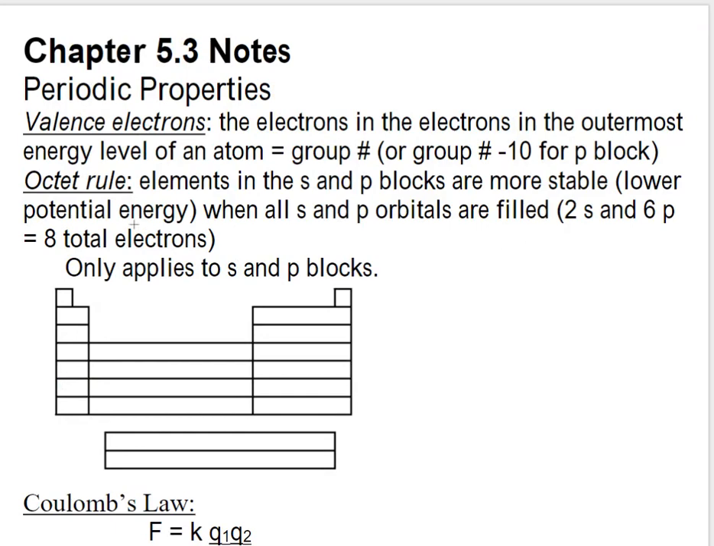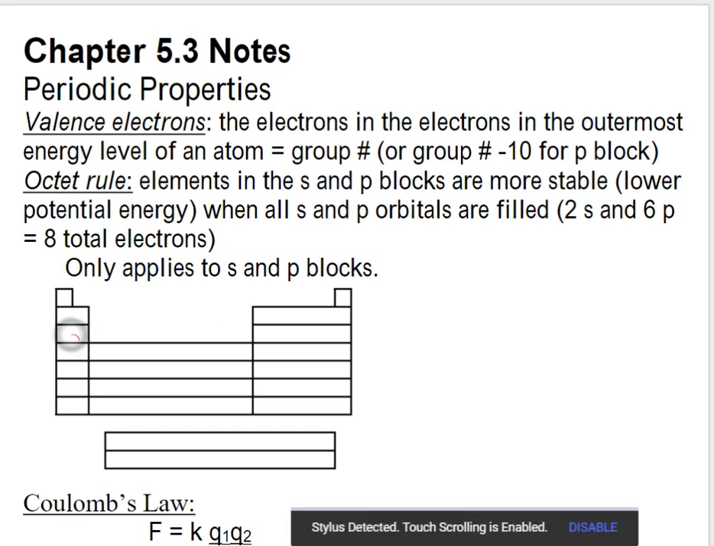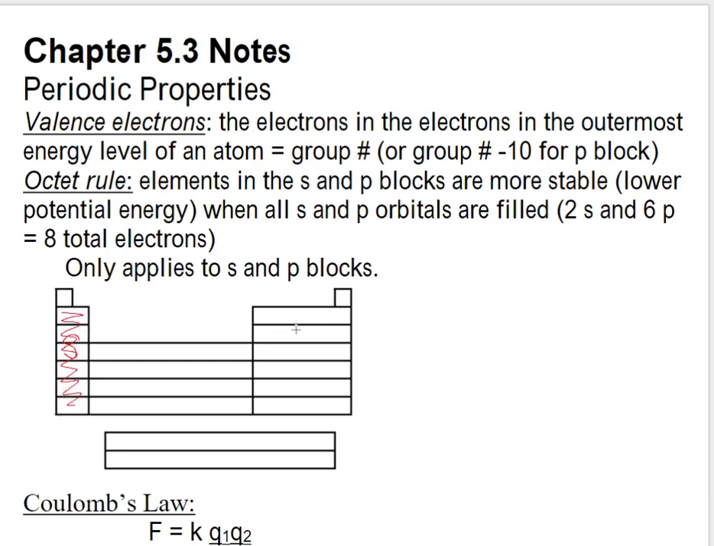All right, the octet rule says that elements in the S and the P blocks are more stable, which means they have lower potential energy, so their energy goes down when all of the S and the P orbitals are filled. So here is my S block over here. All of these are the S elements. That's our S block. It includes hydrogen and helium over here. And the P block is this section over here. These are all filling up P orbitals. The S block is filling up the S orbitals.